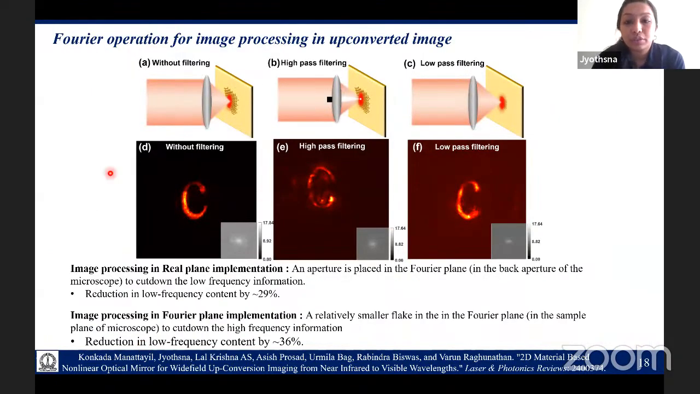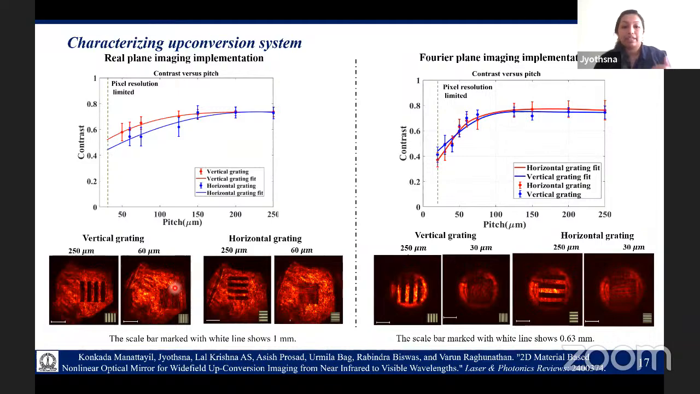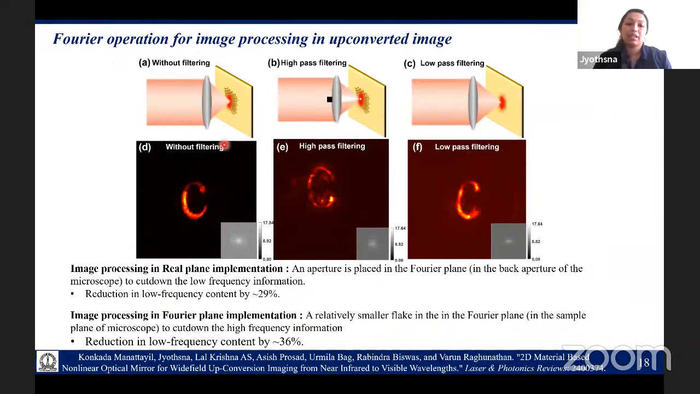We will also do some additional operations, like Fourier plane operations, using this 2D material based optical mirror. So you can see an upconverted image. The previous image shown was of a blocking sample. Now we have a sample that actually transmits the light. So this is the upconverted image without any filtering. Then we try to do Fourier domain operations, that is high pass filtering and low pass filtering, using the same system.